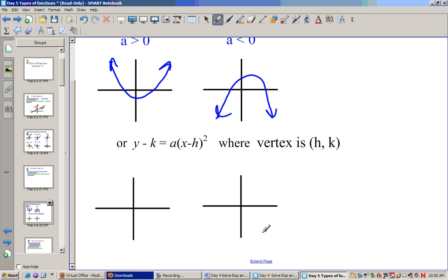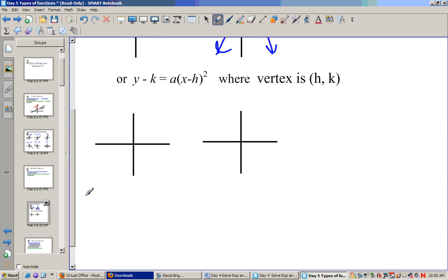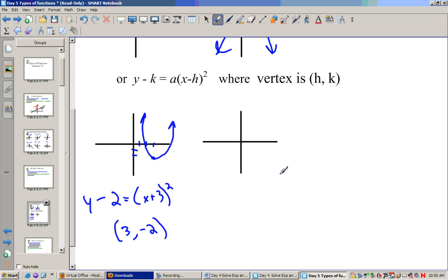Now, a couple of examples in vertex form. Let's say I have y minus 2 is equal to x plus 3 squared. That means the vertex is at 3, negative 2. So I go to the right 3, down 2. And from that point, I draw my parabola. If I have y plus 1 equals x minus 2 squared, maybe if I put a negative out in front of that, that would give me a vertex of negative 2, negative 1.